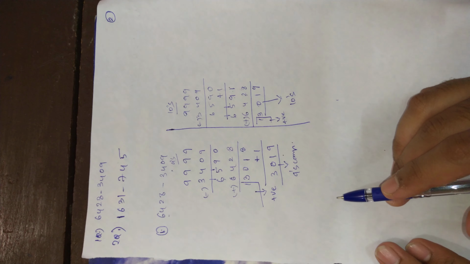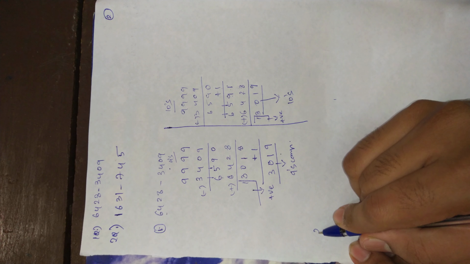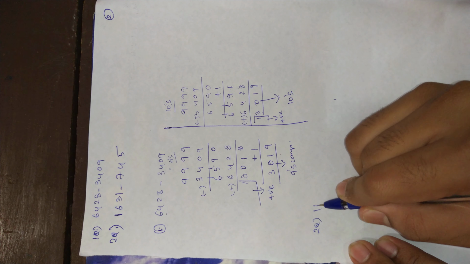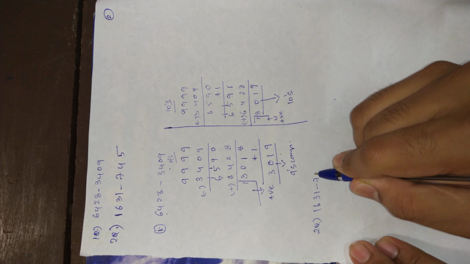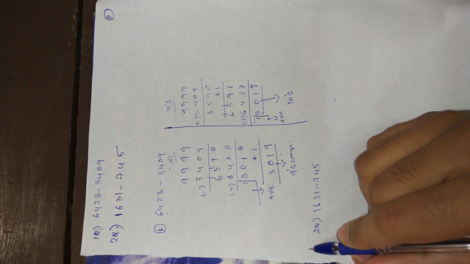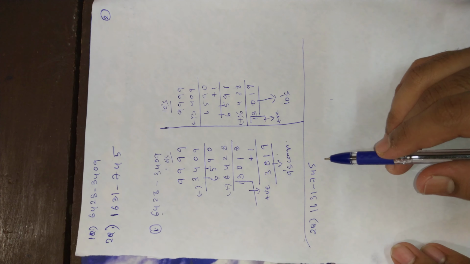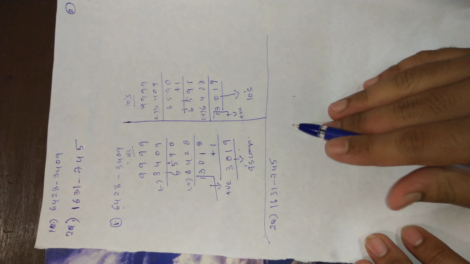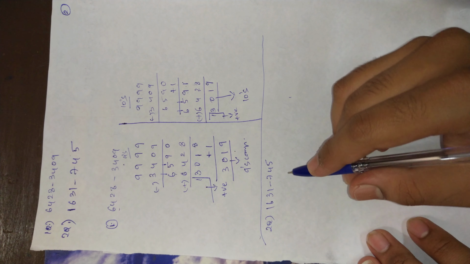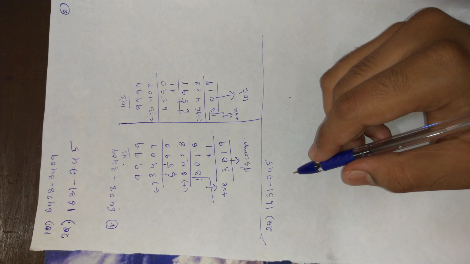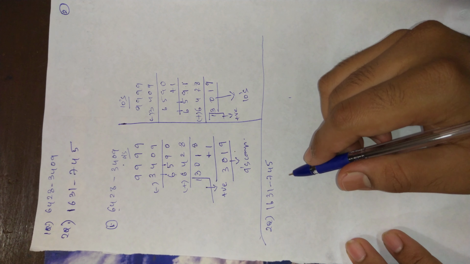And I am here with the other question, that is 1631 minus 745. If you didn't understand the first question, then see here briefly with the second question. I am here to explain the second question again, the same as the first question.